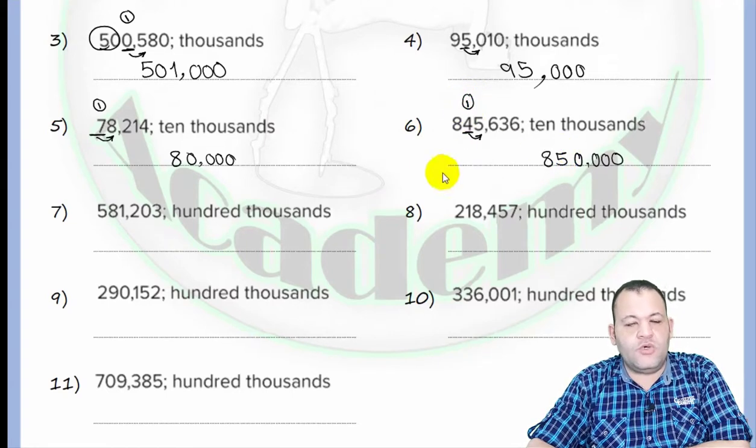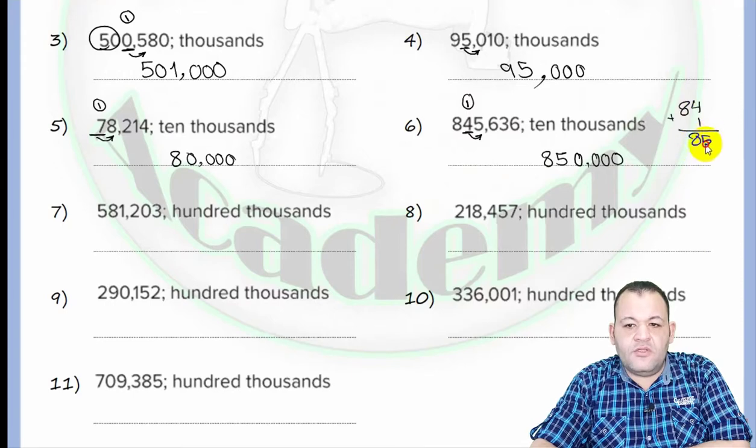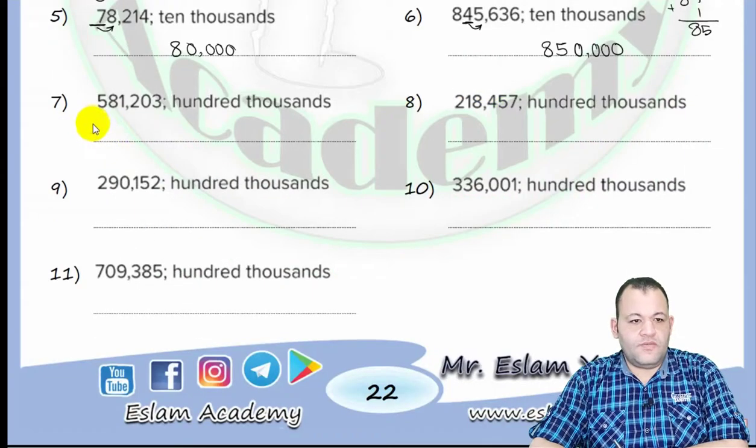Then we write 8 without any change. The remaining number is 84. If you add 1, the answer will be 85. Don't write only 5 and forget to write 8. You have to write the remaining number plus 1. Question number 7.